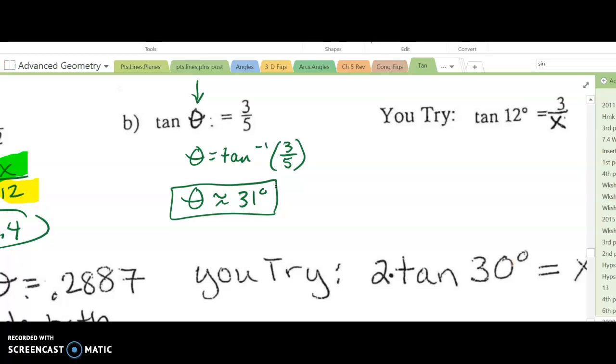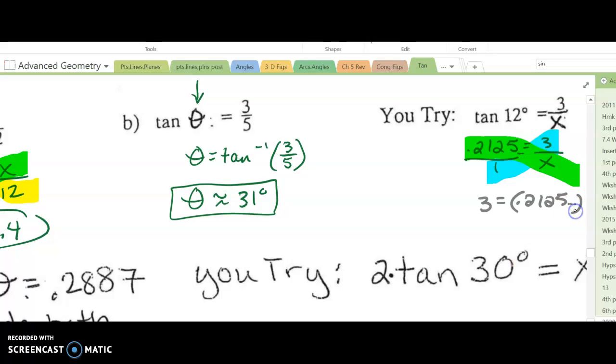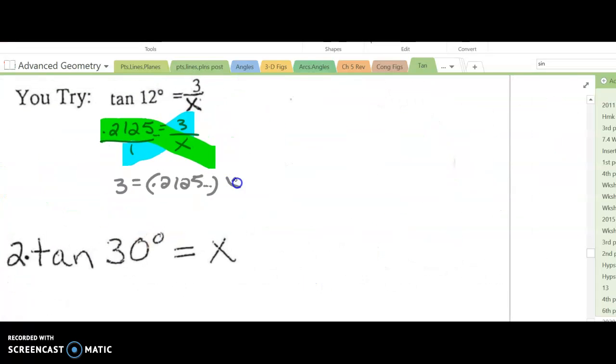Okay, so if you will, pause and you try. Okay, so hopefully you went ahead and got tan 12 is approximately 0.2125 dot dot dot equals 3 over x. So then when you go to cross multiply, something interesting happens. So 3 times 1 is 3, but then you have 0.2125 dot dot dot times x. So now how are you going to get x by itself? You're going to divide both sides by 0.2125.